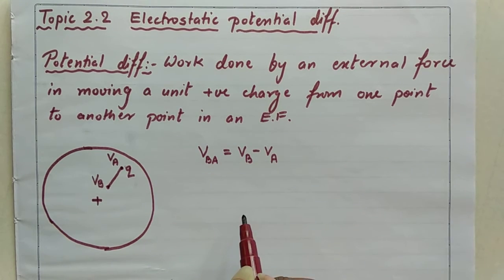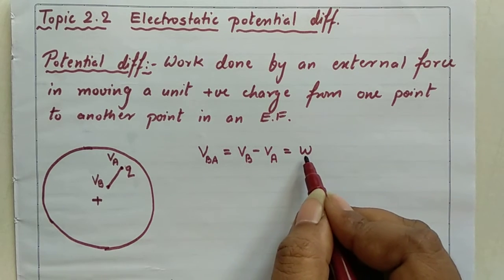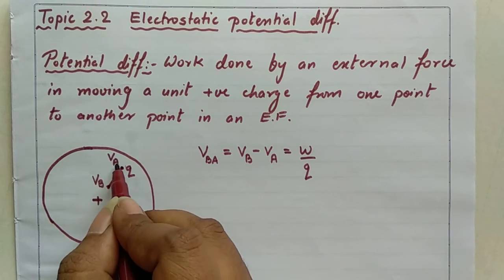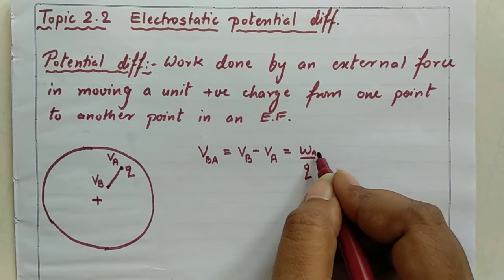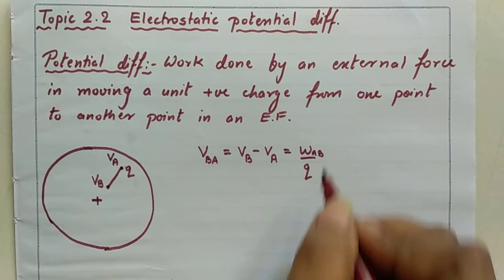And according to definition, what is this potential difference? It is the work done per unit charge. So work done in bringing the charge particle from A to B. So I'll write here in subscript work done in bringing the charge particle from A to B.